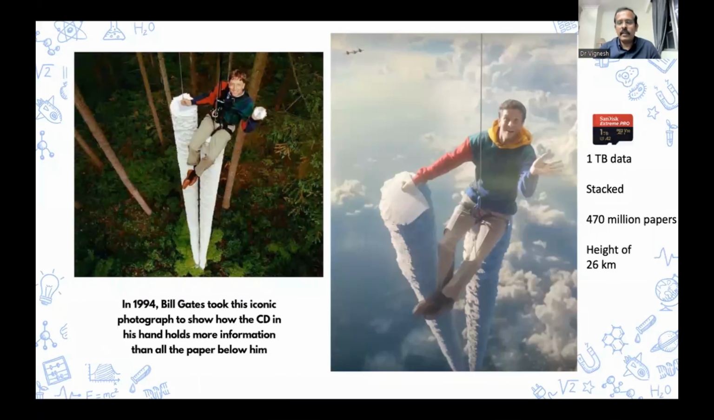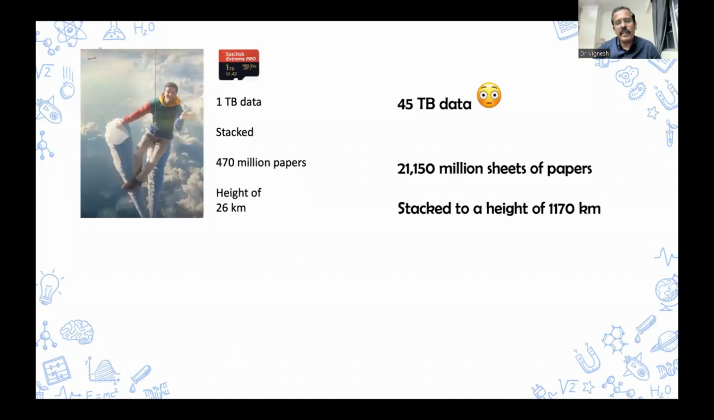When it is stacked, it means that about 470 million papers of data can be stored in it. If it is stacked, it goes to a height of 26 kilometers. Now do the math, multiply this by 45. So 45 terabytes of data would mean 21,150 million sheets of paper. If they are stacked, that would be a height of 1,170 kilometers.